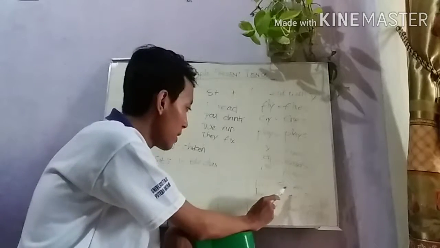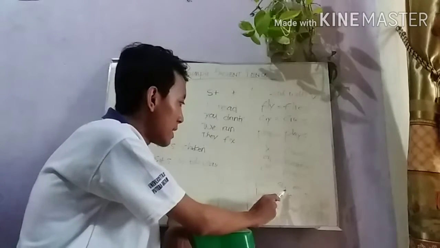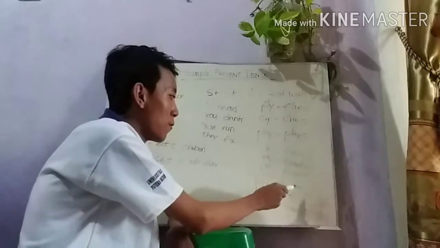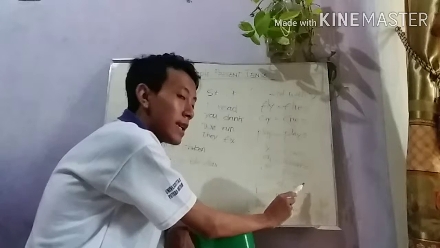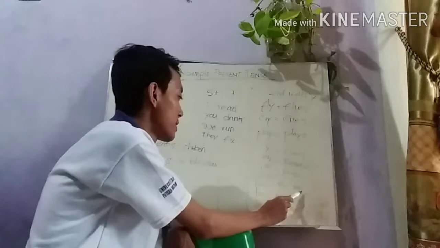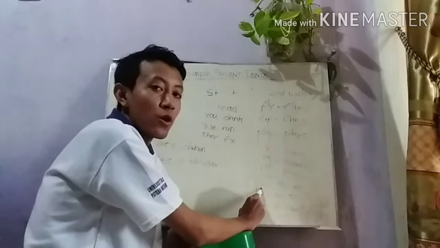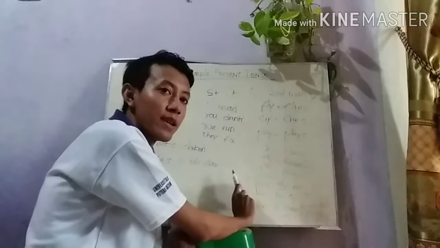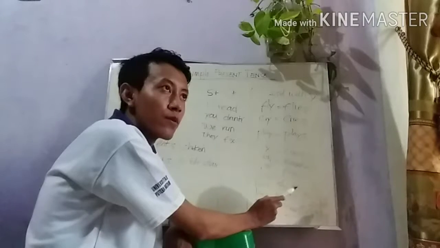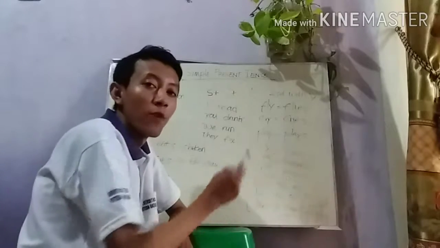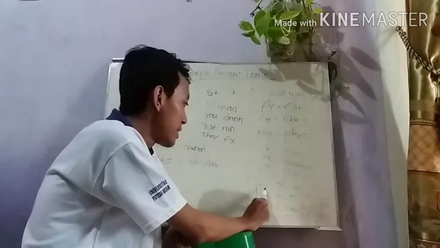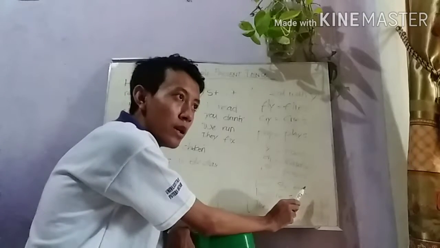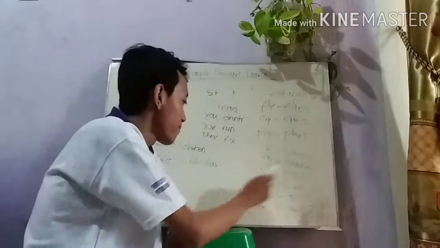Like for this example, she eats. Why in the question don't we add s? Because there is already a does, so the verb came back into its regular form, the verb one form, like does she eat? No, not does she eats, that's wrong. The correct one is does she eat.